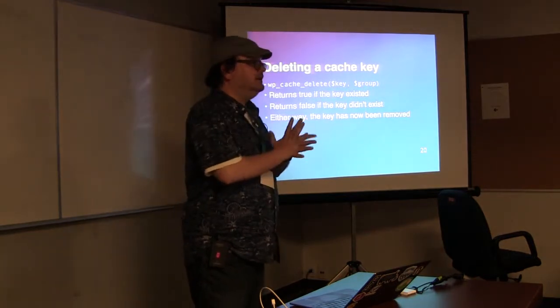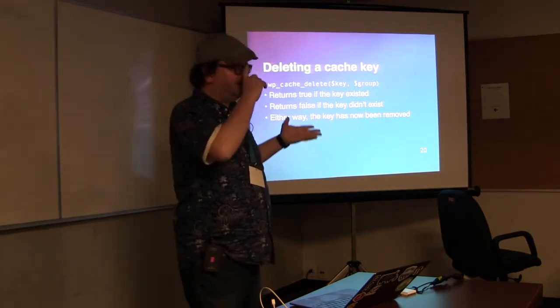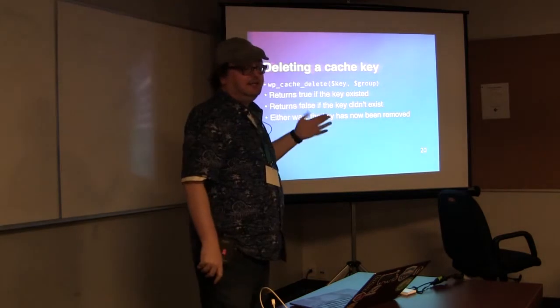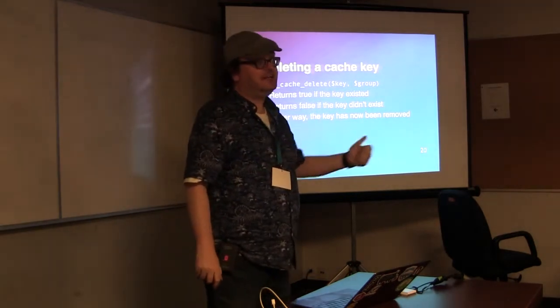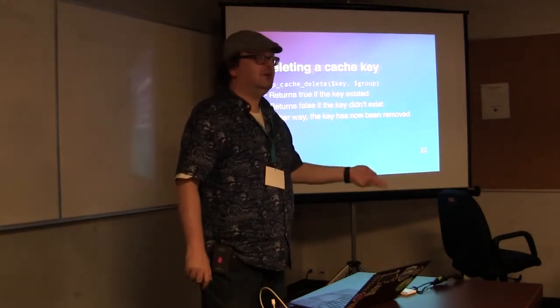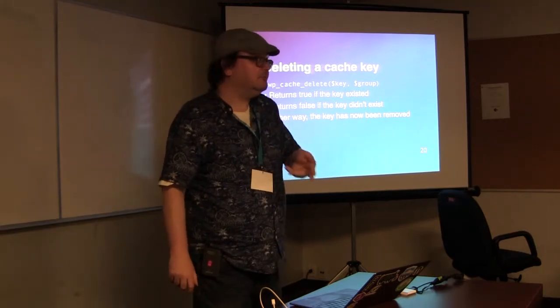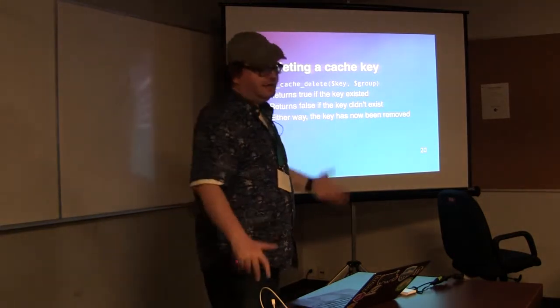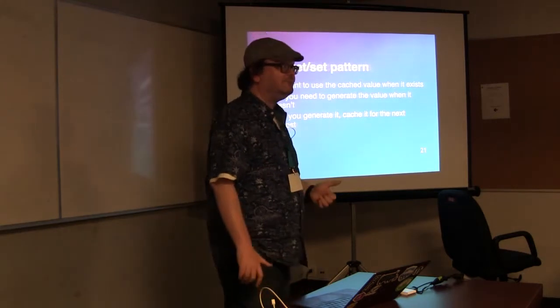To delete a key on your own, instead of letting it expire, you use wp_cache_delete. It'll return true if the key existed and now is gone. It will return false if the key never existed, therefore it's already gone. Either way, the key is gone.